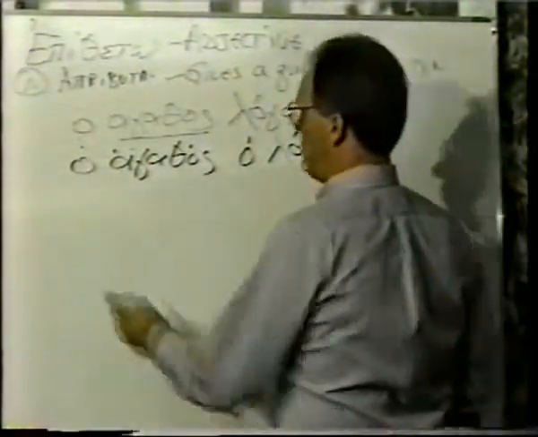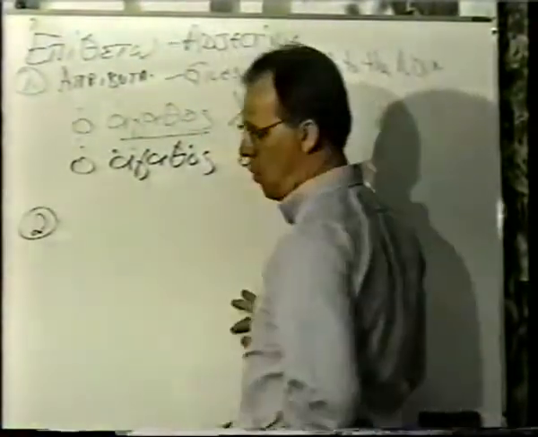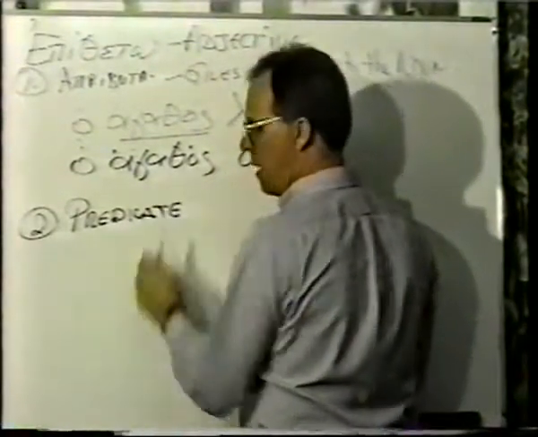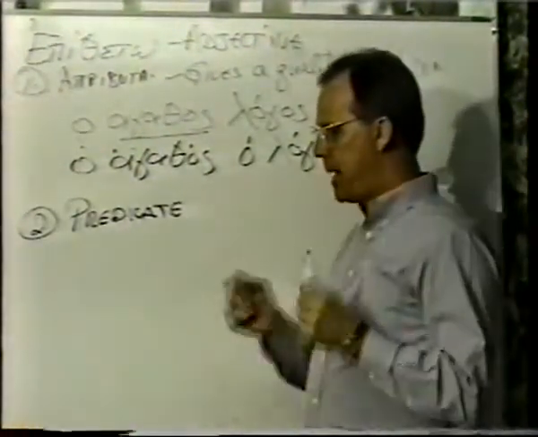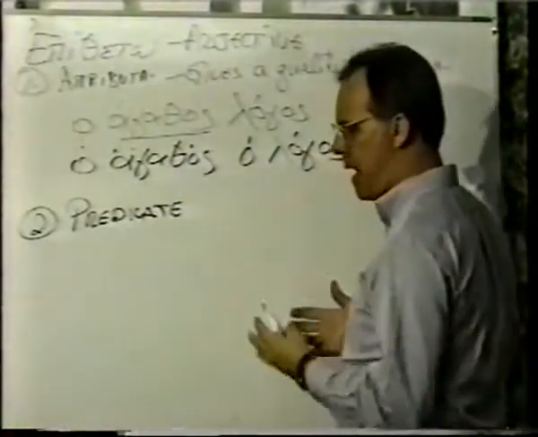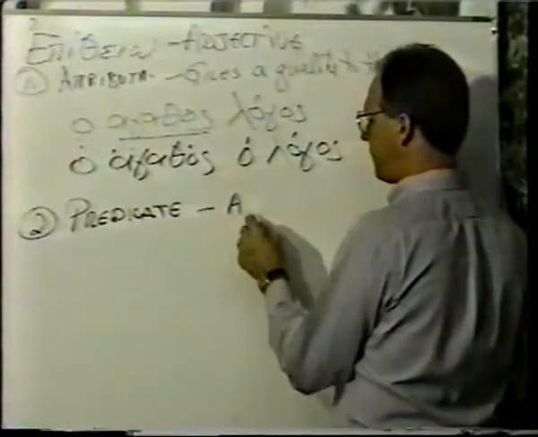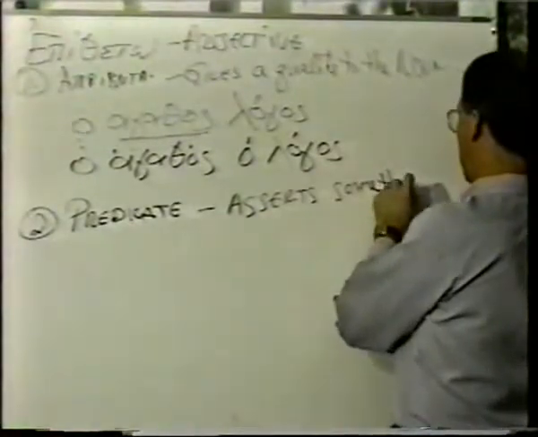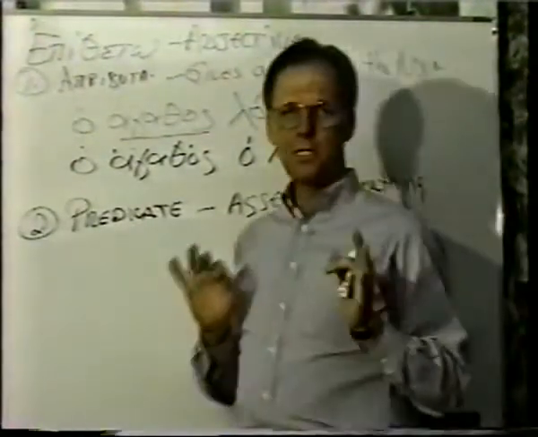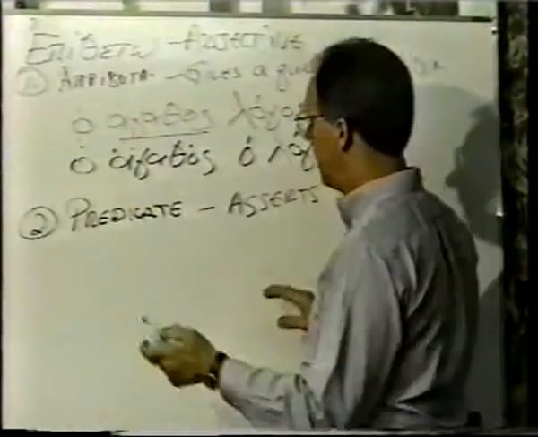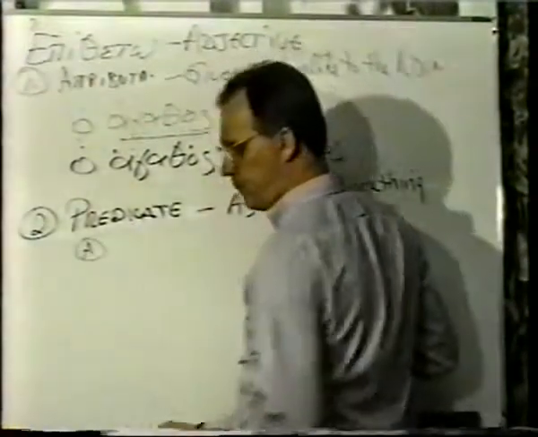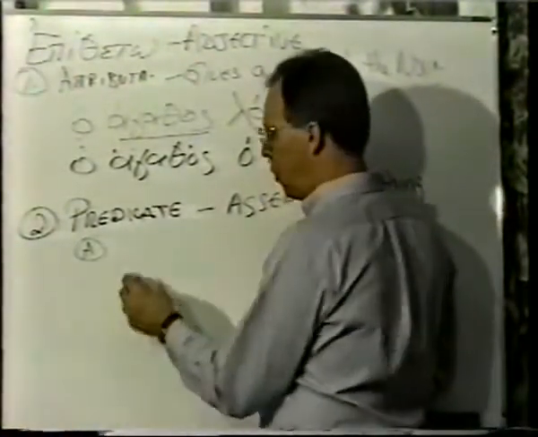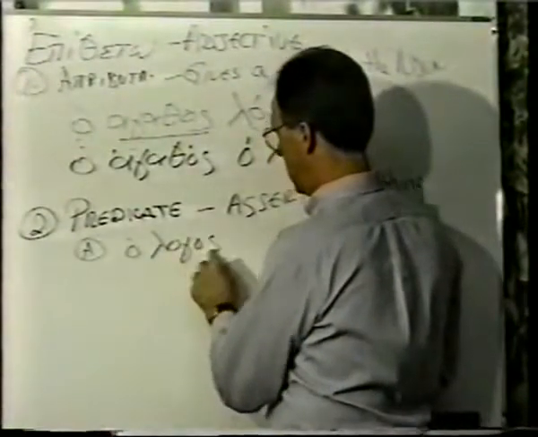Let's move to the second form, if you will. We have the attributive form. We have that which is predicate. What this does is this adjective makes an assertion about the noun. It asserts something. Okay? I think I have this spelt right. It asserts something pertaining to or toward the noun. Let me give you two illustrations. First, we can say, o logos agathos.